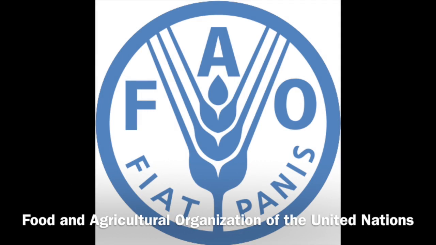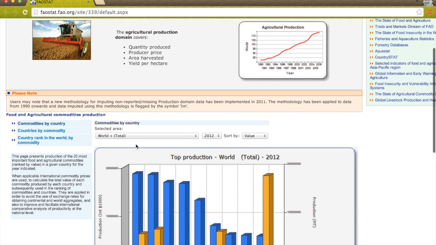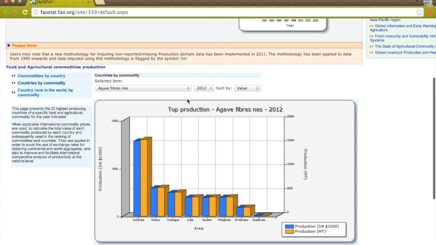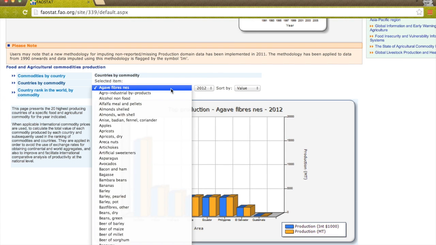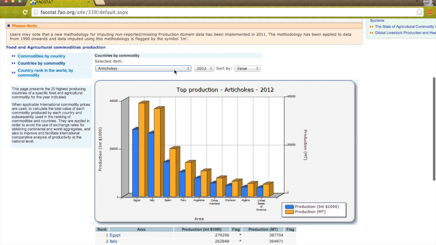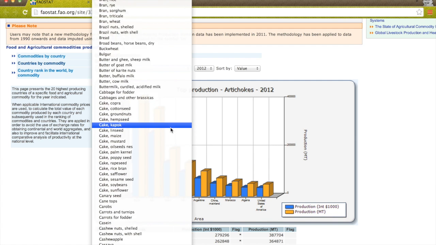So we're going to use data from the Food and Agricultural Organization of the United Nations. That's their website right there. So we're going to go and search a couple of roughly randomly chosen commodities to see if some of them show this power law distribution. Again, this is only going to show the top 10% of producers. So artichokes follows what looks like a bit of a power law distribution right there.